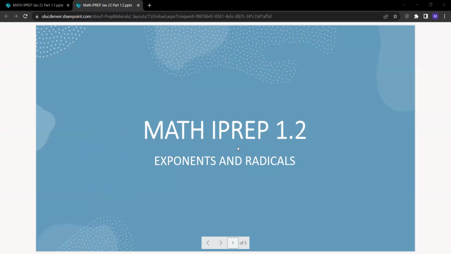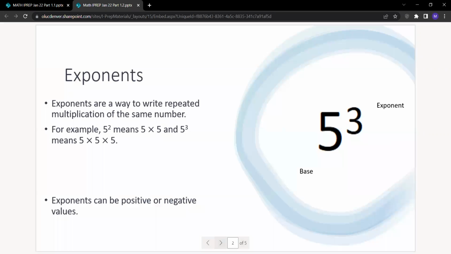And this is only going to be a few slides, and we're just going to talk really quickly about exponents and radicals. So, exponents and radicals. Exponents are a way to write a repeated multiplication of the same number. So for example, 5 squared, or 5 to the 2, means 5 times 5. And 5 to the 3 means 5 times 5 times 5.